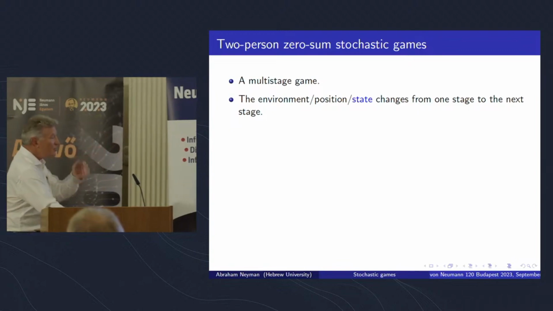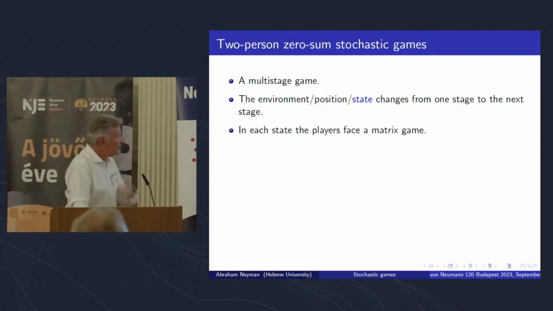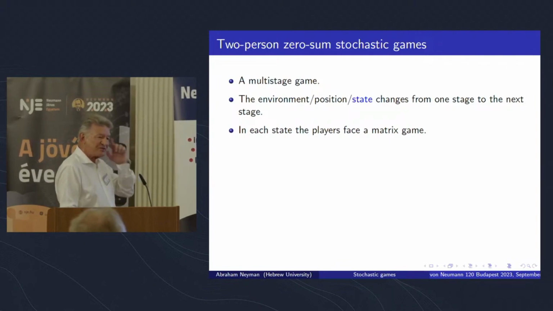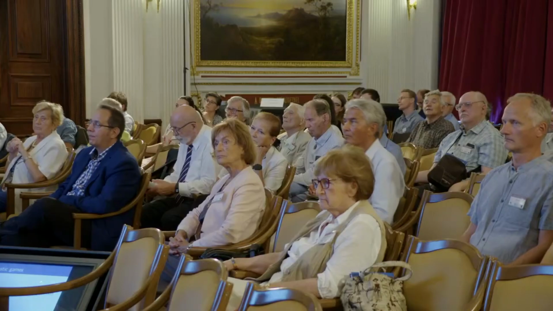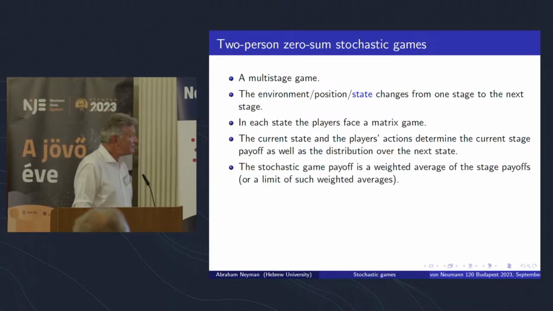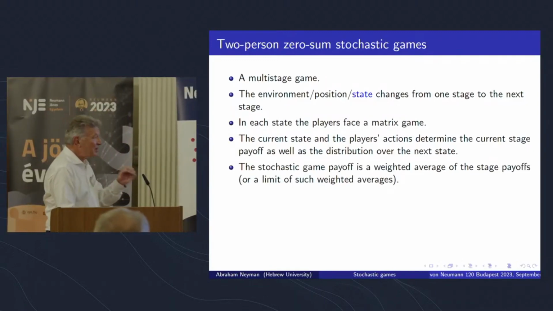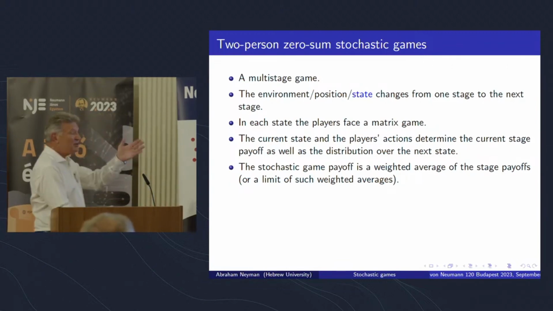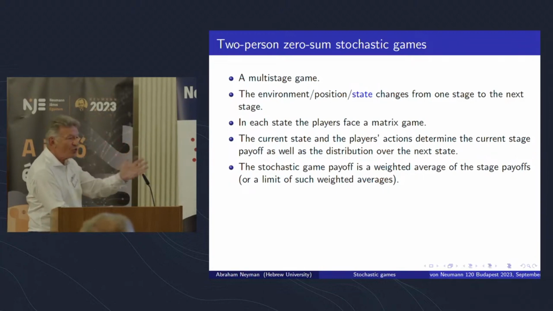And therefore, there is a situation that changes from time to time. In each stage, the players face a matrix game. So I'm going back now to the two-person zero-sum, so it's easy to illustrate. So in each state, you think of a matrix game. But the current state and the actions of the players at this stage specify the payoff that the player gets. The stochastic game payoff is a weighted average of the stage payoffs, or a limit of such weighted averages, like I said before, the long-run average of this payoff.